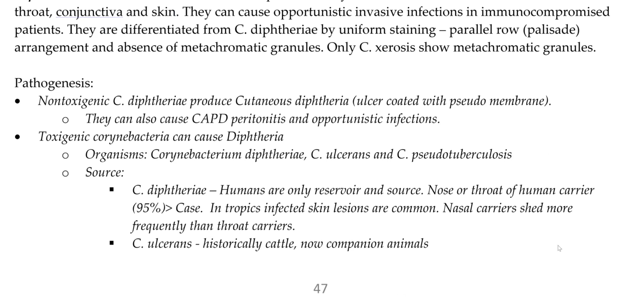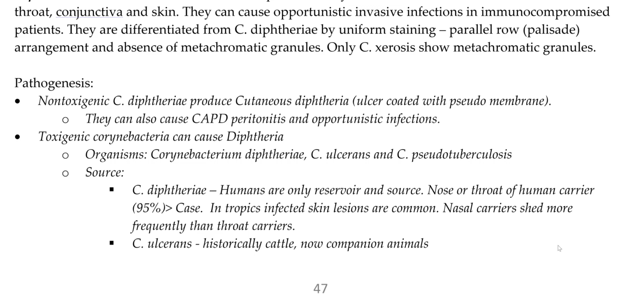Pathogenesis is that Corynebacterium diphtheriae has two strains. One is toxigenic and another is non-toxigenic, that means one which does not produce toxin. They usually cause cutaneous diphtheria, in which there is an ulcer. It starts as papule and vesicles and then bursts into ulcer. But these ulcers are coated with pseudomembrane. And this is also known to cause peritonitis in peritoneal dialysis patients and opportunistic infections in immunocompromised patients.